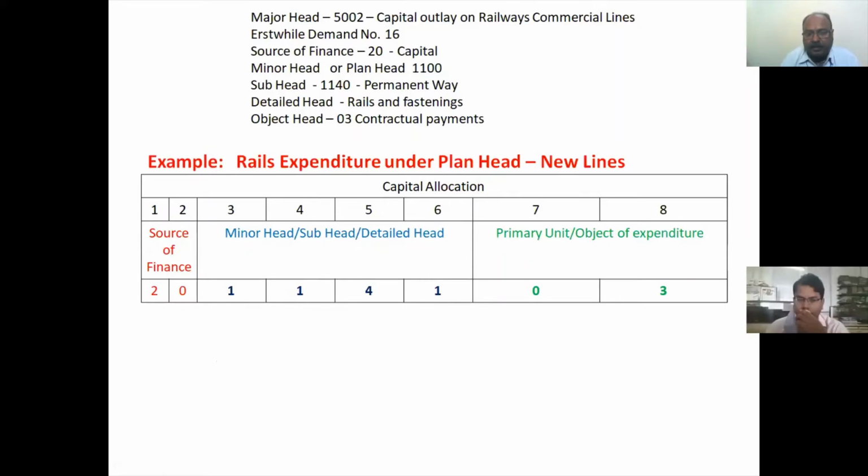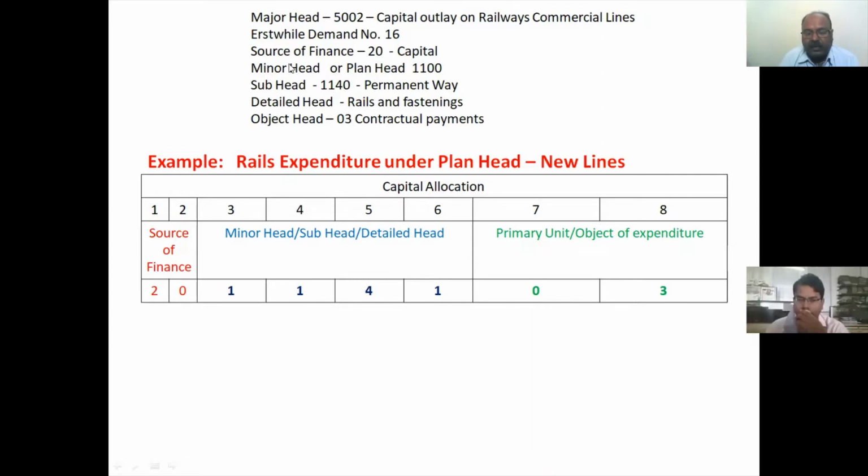This is the capital allocation. The capital allocation also has the same 8 digits. The total number of digits is 8. The example I have taken is rail expenditure under planned new lines.